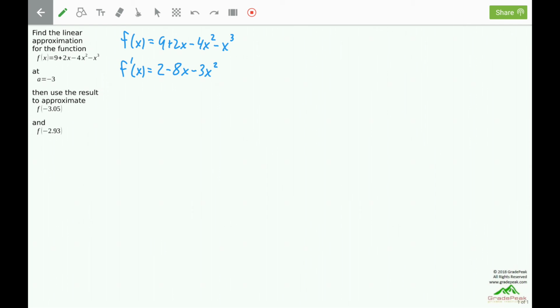The next thing to do is evaluate f at the a value, which is negative 3. And that comes out to 9 plus 2 times negative 3 minus 4 times negative 3 squared minus negative 3 cubed. This will give 9 plus 2 times negative 3 is a minus 6, minus 4 times negative 3 squared is a 9, and then minus negative 3 cubed is a negative 27.